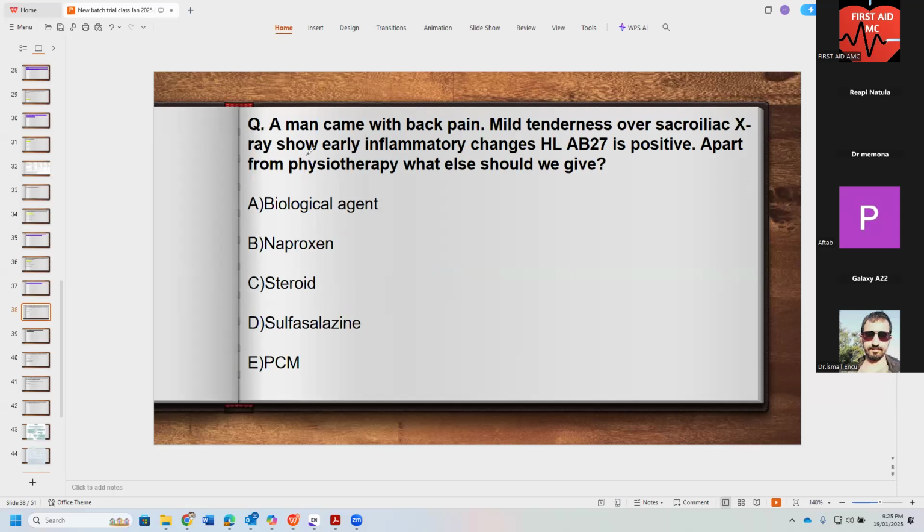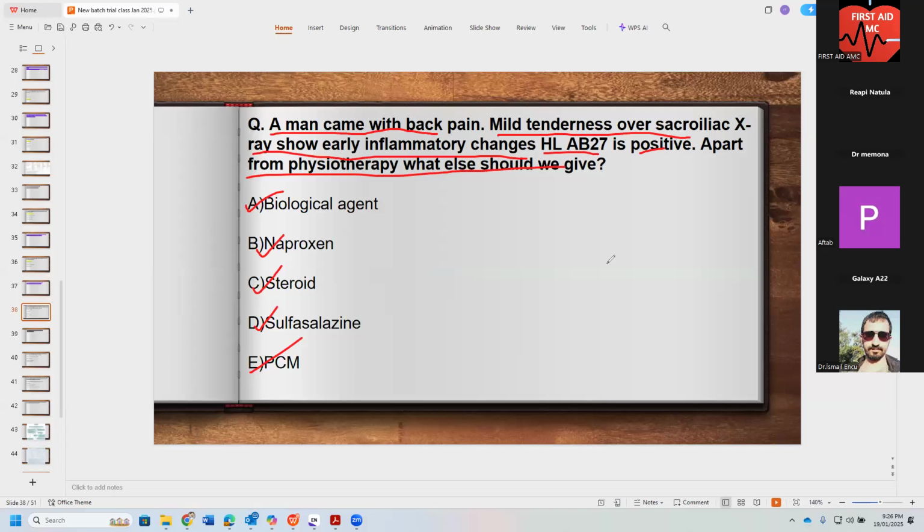All right. A man came with back pain, mild tenderness over the sacroiliac joint. X-ray shows early inflammatory changes. HLA-B27 is positive. Apart from physiotherapy, what can you do? Biological agent, naproxen, give steroids, give sulfasalazine or paracetamol.